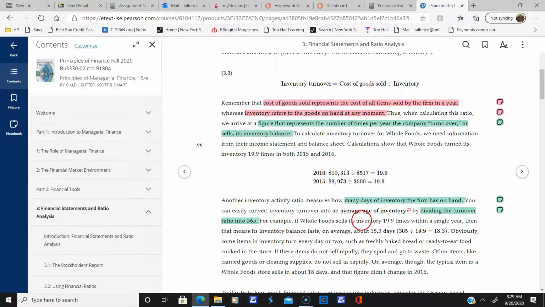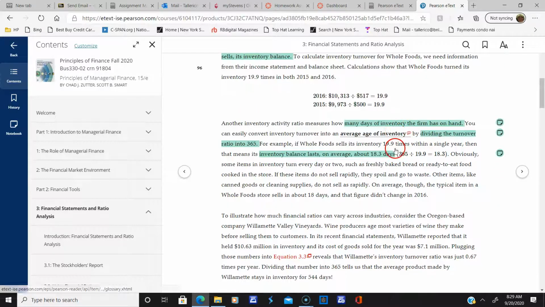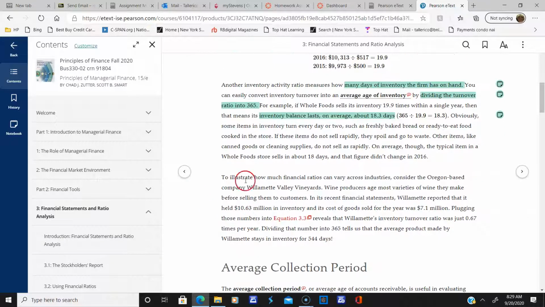So if Whole Foods sells its inventory 19.9 times within a single year, then that means its inventory balance lasts on average about 18.3 days. So you should understand the difference between those, right? And that's important. That's important to know. Okay, so there's a nice blurb here about different industries and how often things turn over.